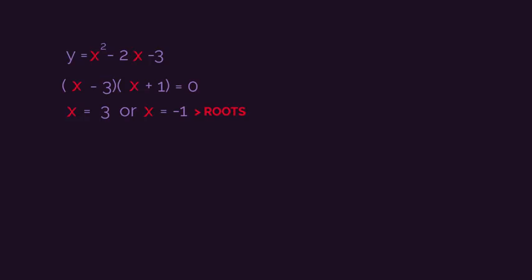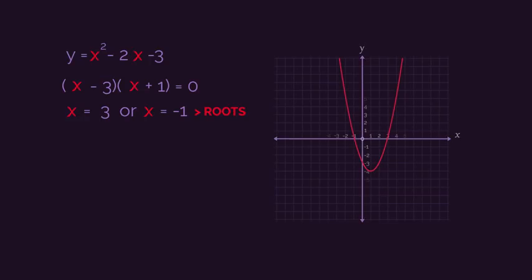What do you notice about the roots when factorised and where the graph crosses the x-axis? I'm sure that you spotted that when you factorise a quadratic, the roots are exactly where the quadratic function crosses the x-axis. This information is really helpful when sketching a quadratic.